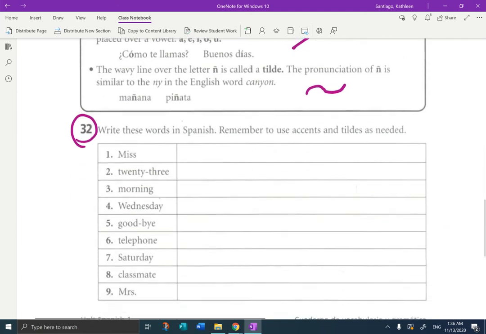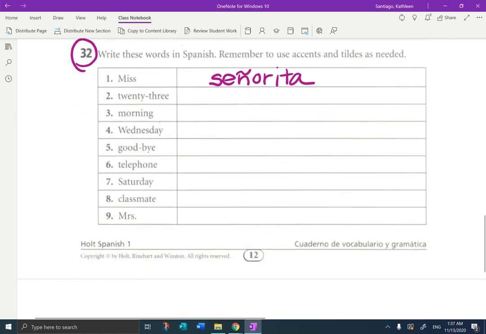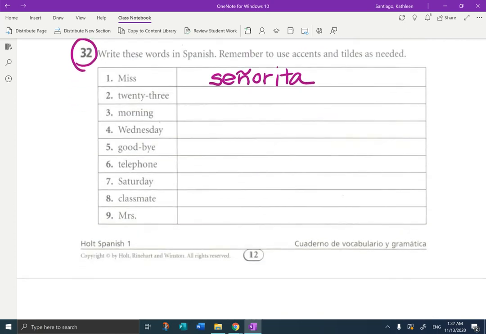For example, we learned how to say miss, right? Miss is señorita. Okay, so complete the rest of those and make sure you're using the accent marks correctly. Please do not write the English, you are writing the Spanish. Okay, guys. Muy bien.